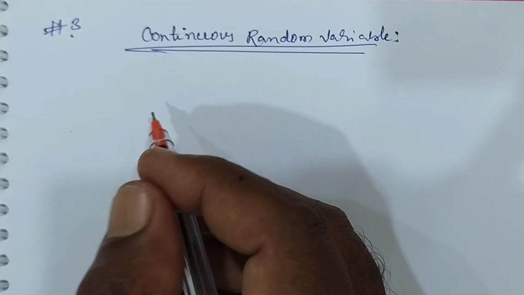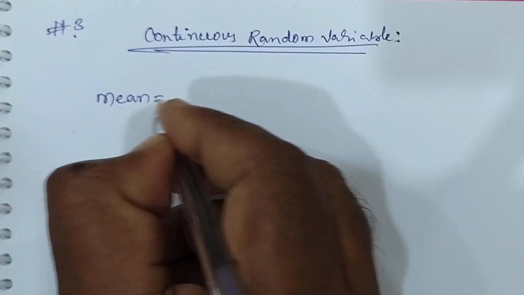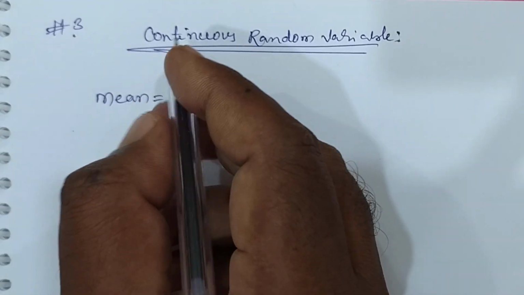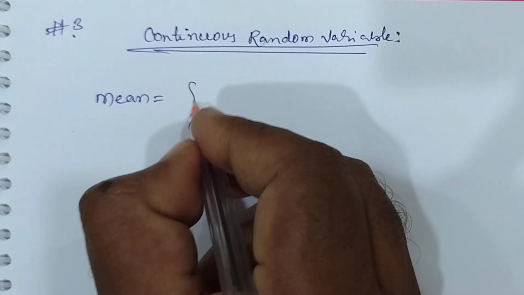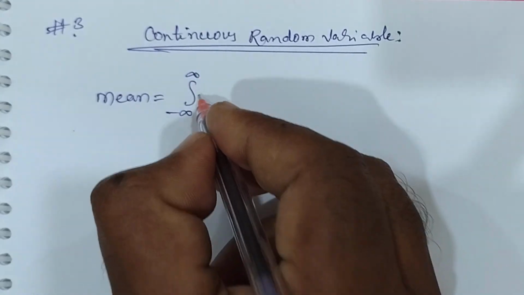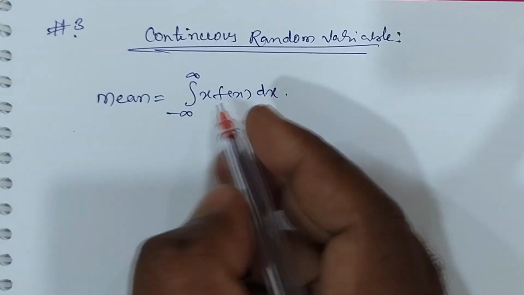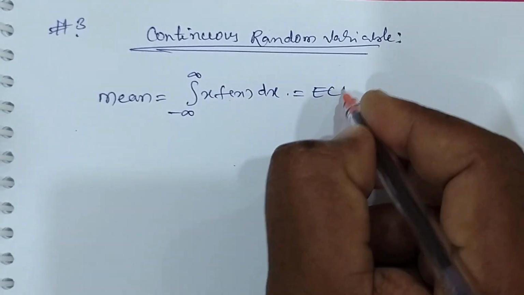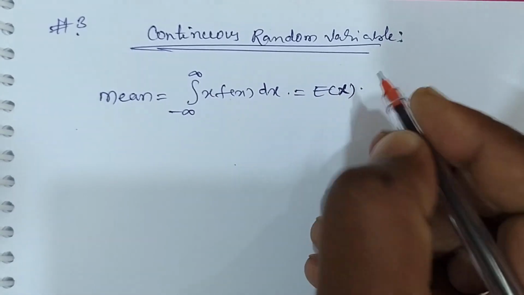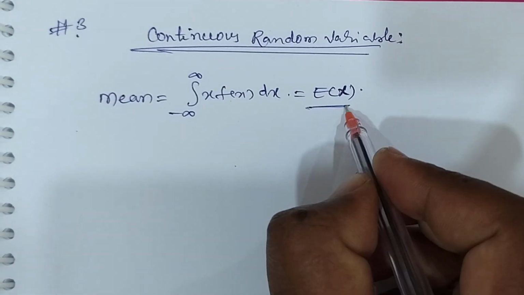In continuous random variable, the mean is equal to the integration from minus infinity to infinity of x into f of x dx. It is the mean or expectation E of x. So E of x is also the mean value.